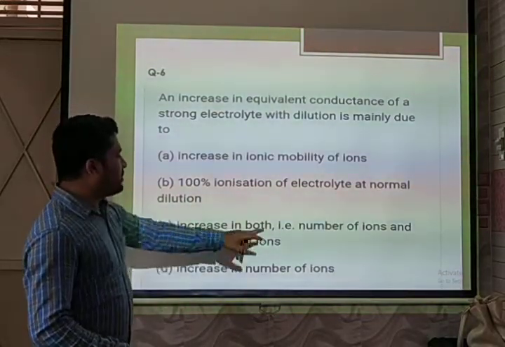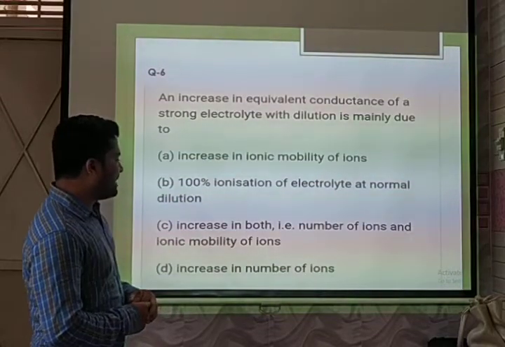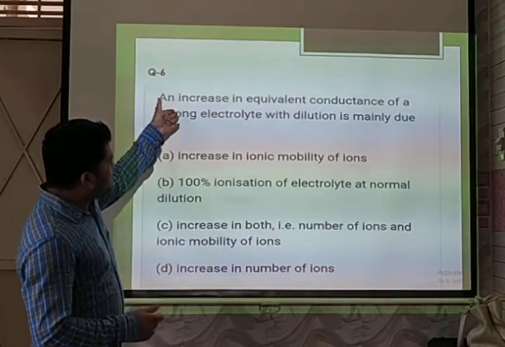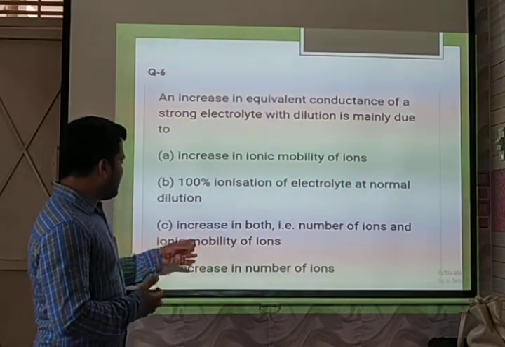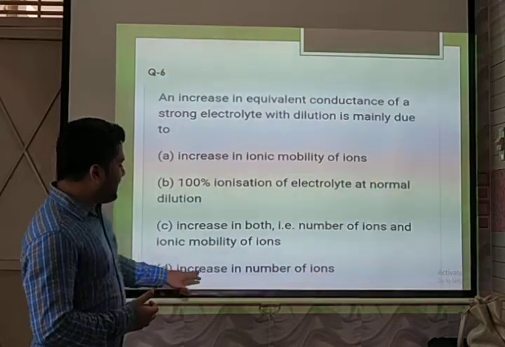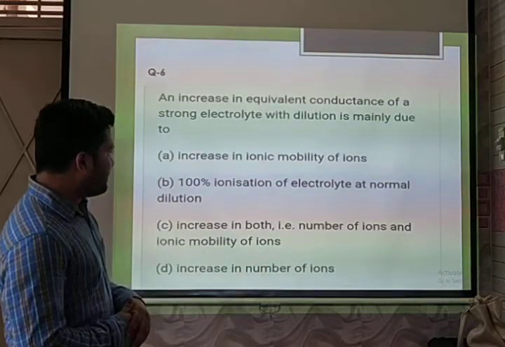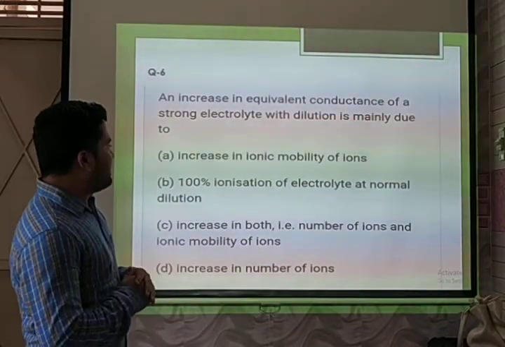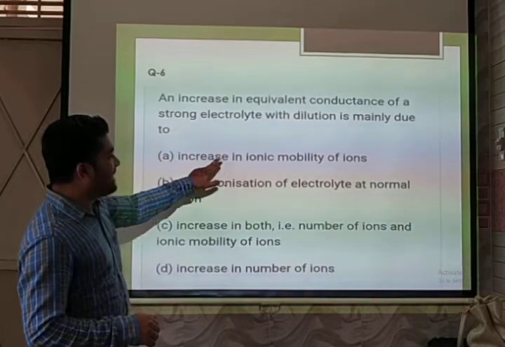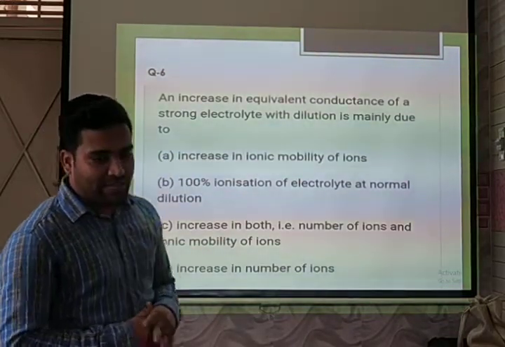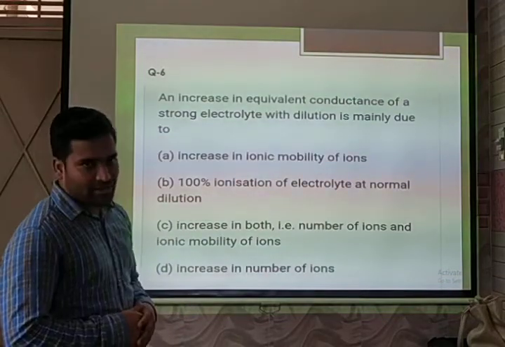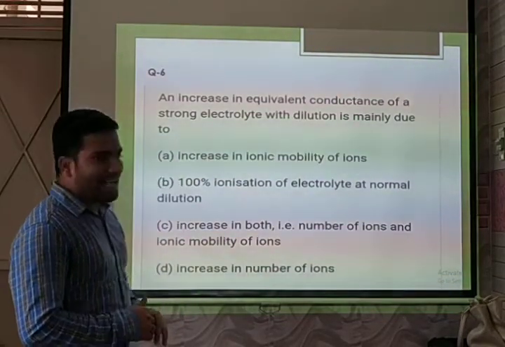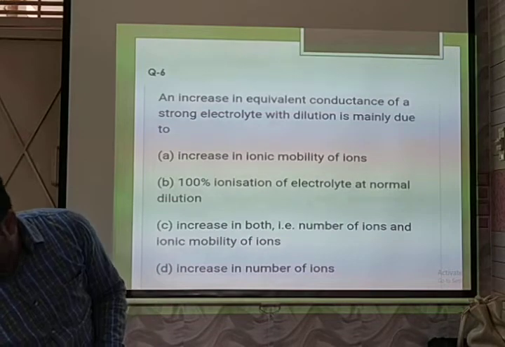Anyhow, if it is a strong electrolyte, it means 100% dissociation only. Next, increase in both the number of ions and ionic mobility of ions. If it is a strong electrolyte, obviously it undergoes dissociation. That doesn't matter here. Next D, increase in number of ions. So the option here is option A, increase in ionic mobility of ions. That is what gives the increase in equivalent conductance of a strong electrolyte.